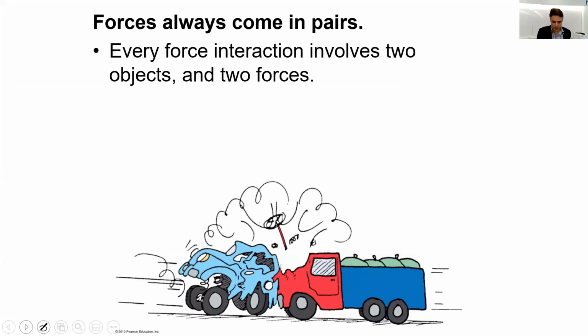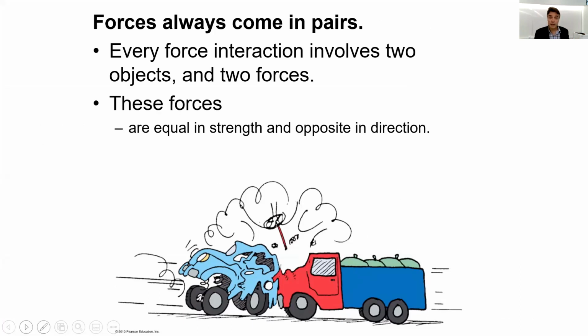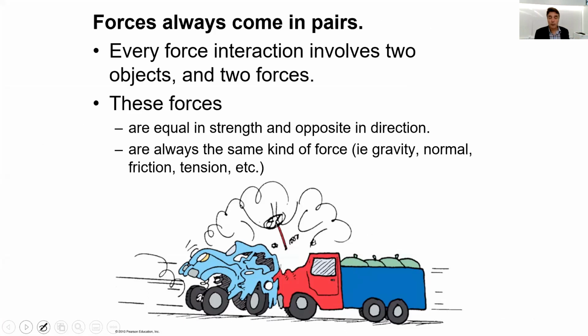Forces always come in pairs. Every force interaction always involves two objects and two forces. These forces are equal in strength and opposite in direction, and they're always the same kind of force. So gravity, gravity; normal, normal; friction, friction; tension, tension.